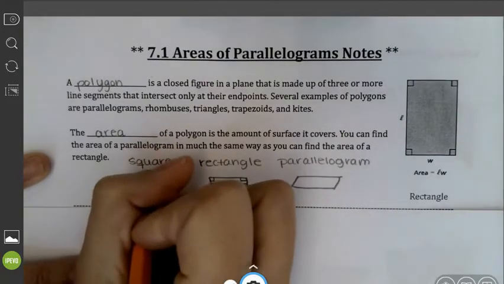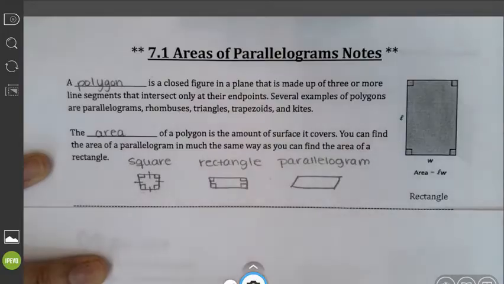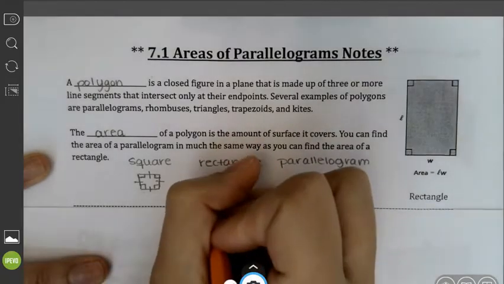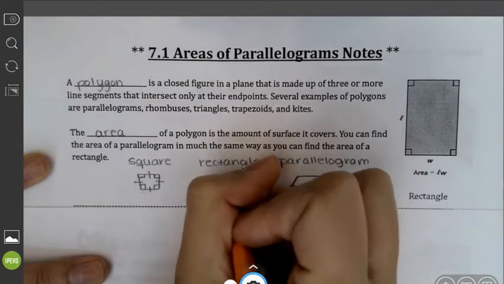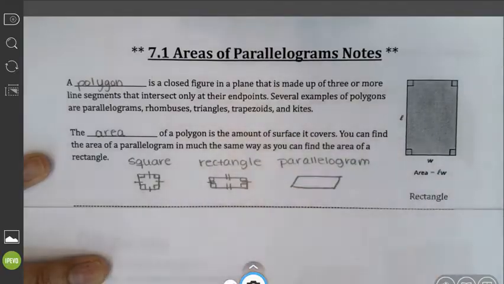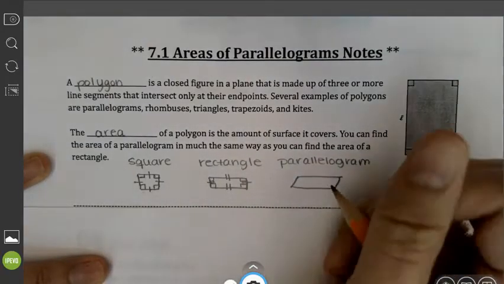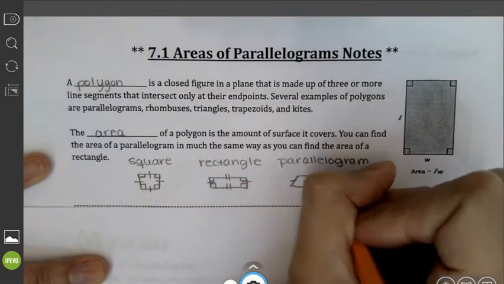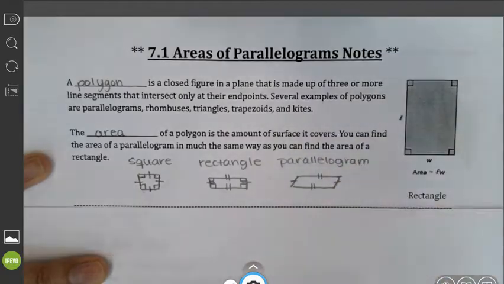A square has all sides equal. That's what those dashes mean. All of them are the same exact length. A rectangle has opposite sides being equal. A parallelogram also has opposite sides being equal. So that's some important information about those shapes.